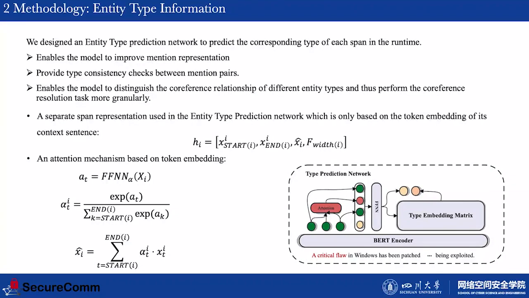Secondly, we designed an entity type prediction network to predict the corresponding type of each span at runtime. There are three main advantages of involving entity type. Firstly, it enables the model to improve mention detection. Secondly, it provides a type consistency check between mention pairs. Finally, it enables the model to distinguish the coreference relationship of different entity types and thus perform the coreference resolution task more granularly.